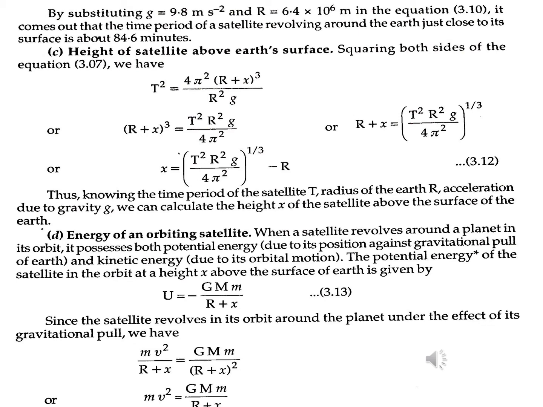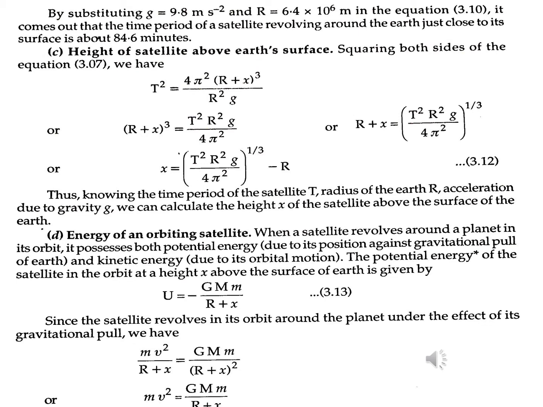We know the time period of the satellite, p, is given by acceleration due to gravity g. So we calculate the gravity where x is the height of the satellite above the surface of Earth. g is equal to GM upon r square. So cross multiplying, GM is equal to g r square. Putting the value of GM in the equation of velocity, v is equal to g r square upon r plus x, under root.